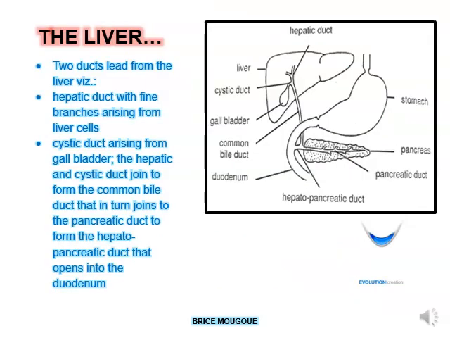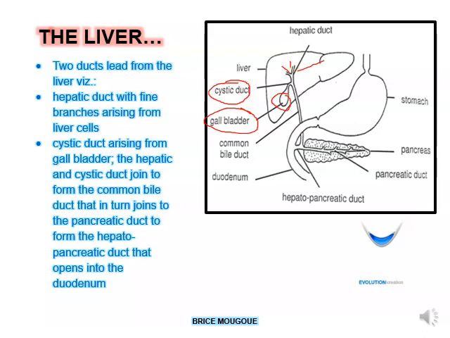There are two ducts that leave from the liver. We have the hepatic duct. Remember, ducts are like tubes. We have this tube here, the hepatic duct, which arises from the liver cells. It has fine branches that arise from the liver cells. And we also have the cystic duct, which arises from the gallbladder. Remember that sac-like structure that contains bile, the cystic duct that arises from the gallbladder.